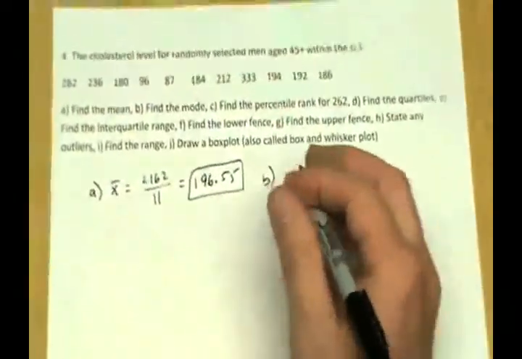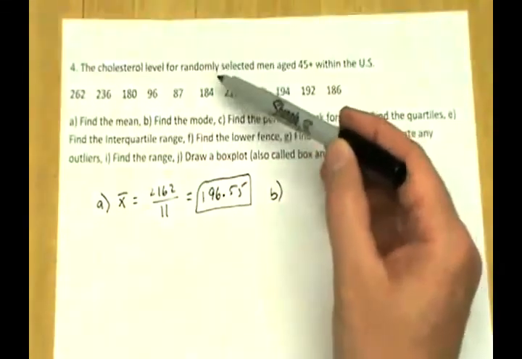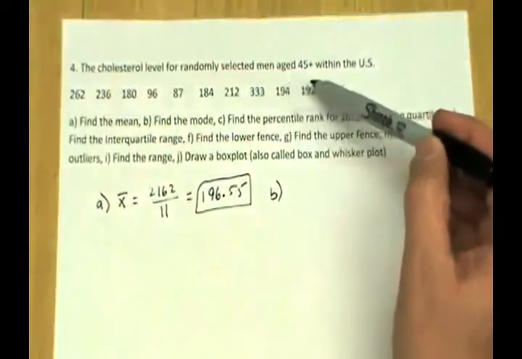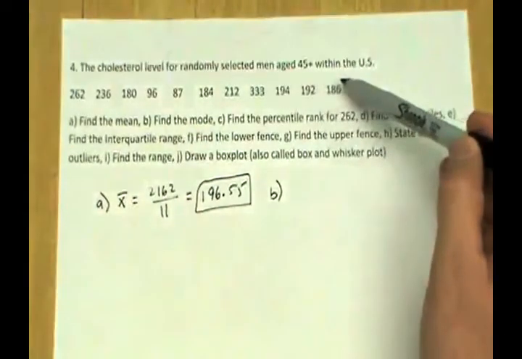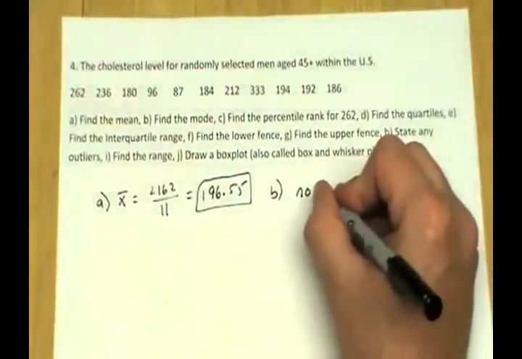B, find the mode. All right, let's take a look and see if anything repeats itself. So going through quick, looking at any other pieces of data: 192s, no other ones. 186s, doesn't look like there's any modes whatsoever, so we're going to say no mode or none.